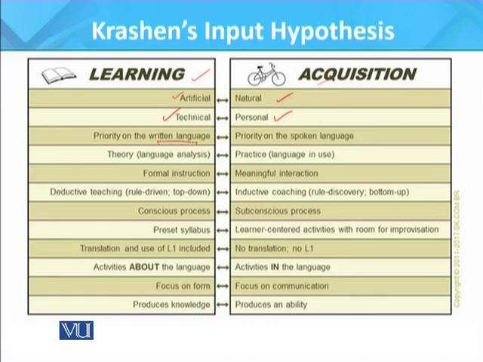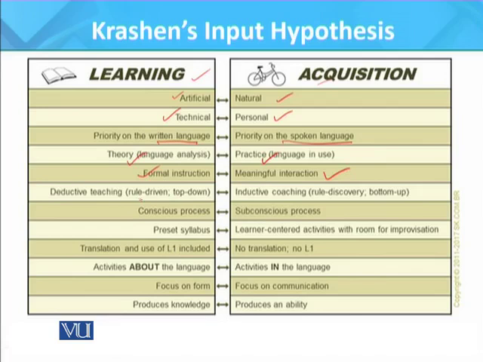The priority in learning is on the written language, and in acquisition the priority is on the spoken language. Learning is theory based, where language analysis is conducted. Different theories are developed to see which particular theory can enable the learning process. And over here it is practice, language in use. Here you have the formal instructions. Here you have the meaningful interaction, the acquiring of language in terms of fulfilling meaningful interaction or communication.